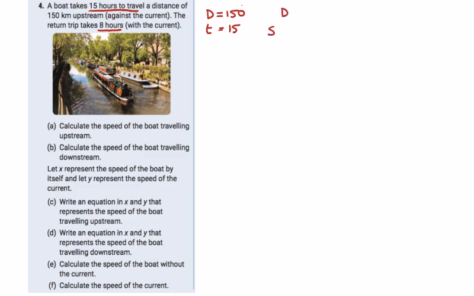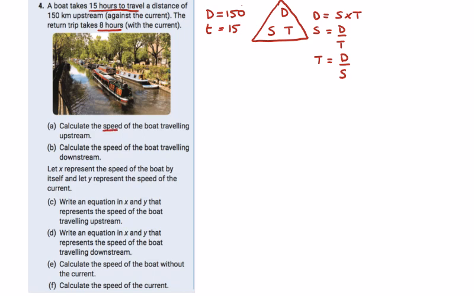I would recommend draw out your distance, speed, time triangle. Maybe write down the 3 equations as well. Distance is equal to speed times time. Speed is equal to distance over time. And time, the last one, time is equal to distance over speed.